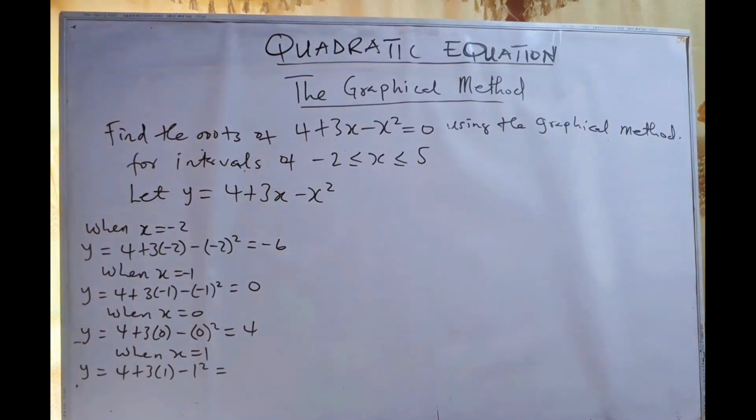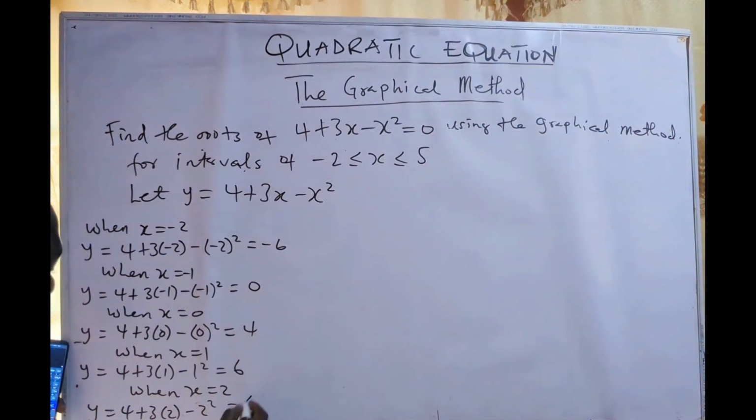Okay, so 4 plus 3 times 1 minus 1 squared, 4 plus 2 will give us 6. Okay, so when x is equal to 2, then y will be equal to 4 plus 3 times 2 minus 2 squared. Okay, so when x is 2, we get our y to be 6.